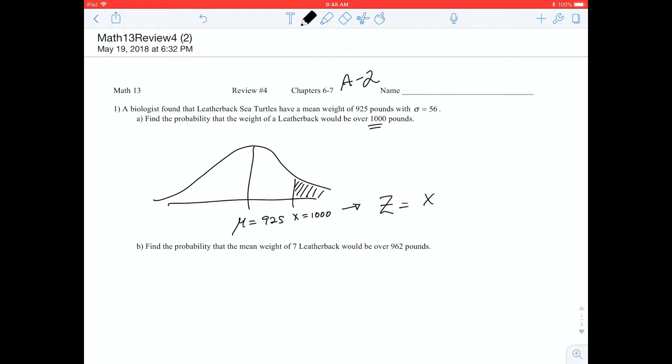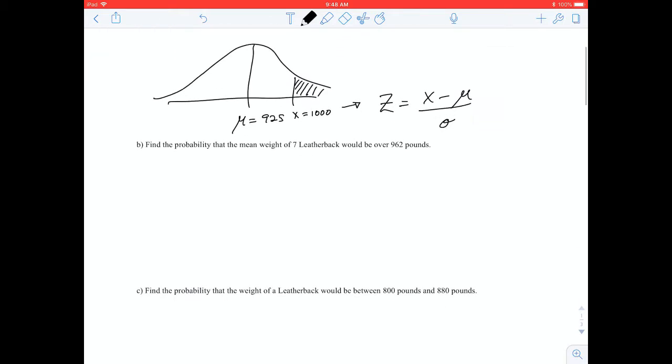and then you use the z-score. So that is the score minus the mean divided by the standard deviation. So the 1,000 would be the score, 925 the mean, then divide by 56, and then look that up in table A2.